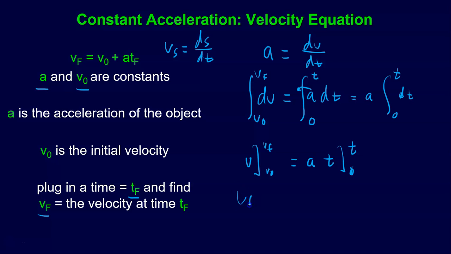And so here I get my v final minus v initial. Excuse me, let me write that a little bit better. V final minus V initial. Then over here I get just a times t. And so that's just another way to write it out using calculus. But again, it's our constant acceleration equation.